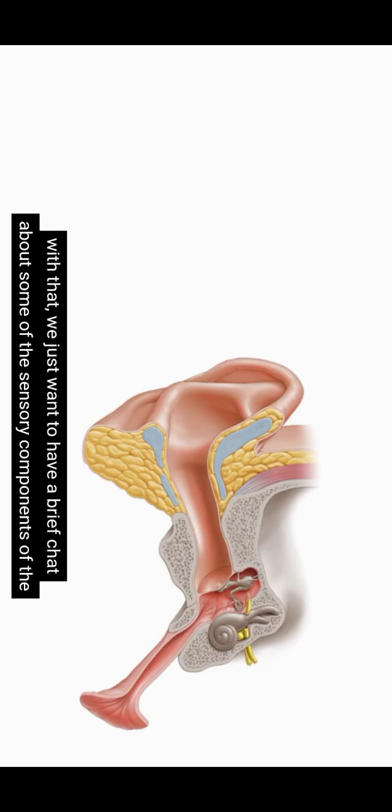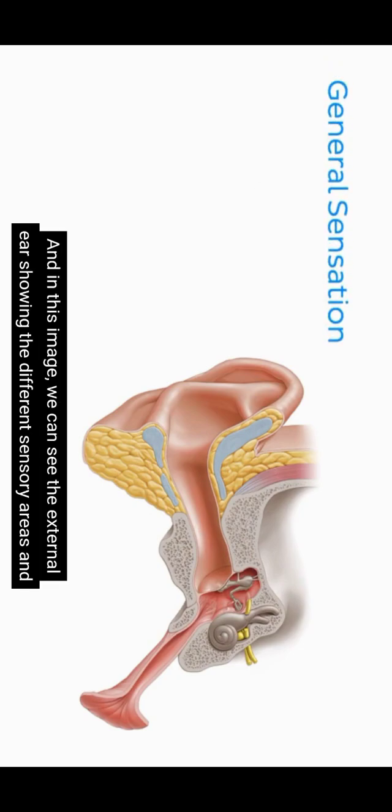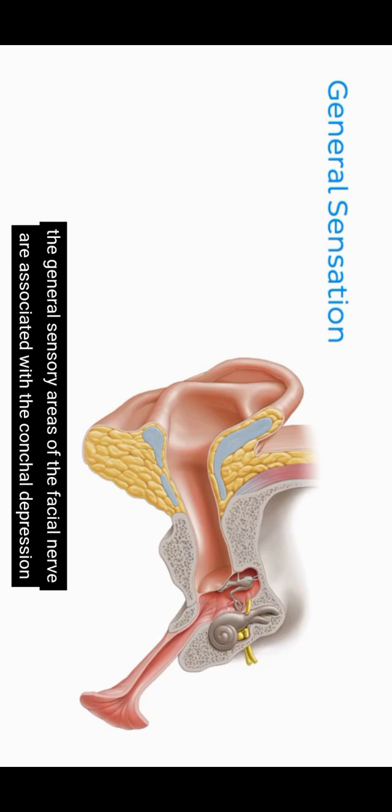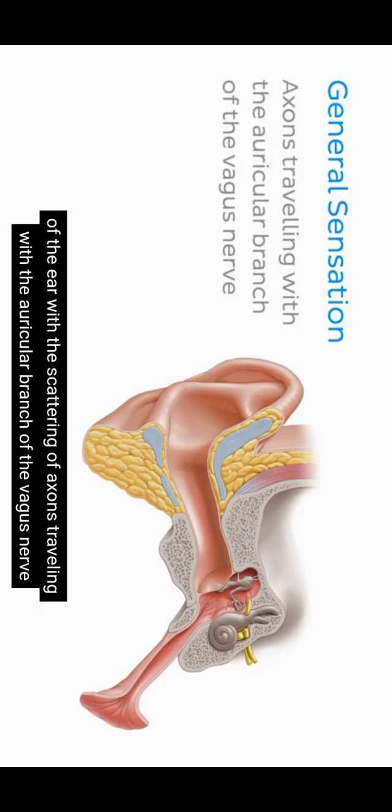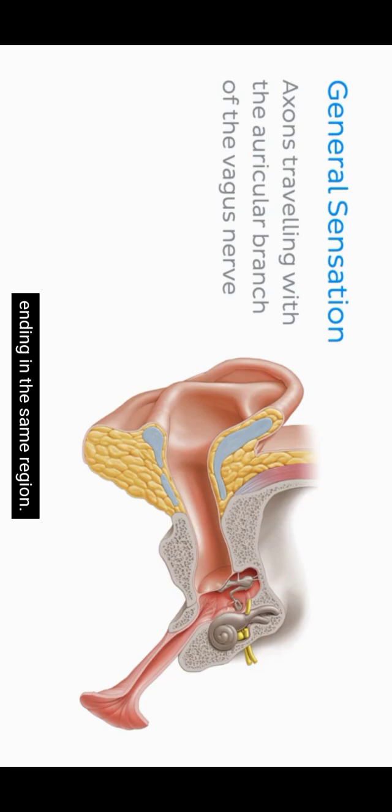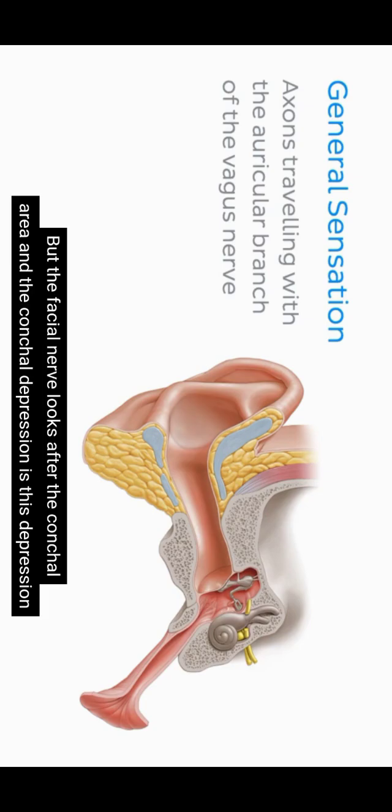Now that we've finished with that, we just want to have a brief chat about some of the sensory components of the facial nerve. And in this image, we can see the external ear showing the different sensory areas. And the general sensory areas of the facial nerve are associated with the conchal depression of the ear, with a scattering of axons traveling with the auricular branch of the vagus nerve, ending in the same region. But the facial nerve looks after the conchal area, and the conchal depression is this depression just here.